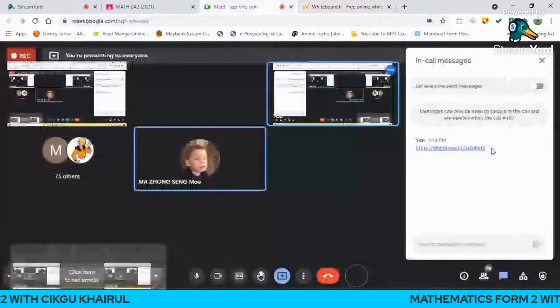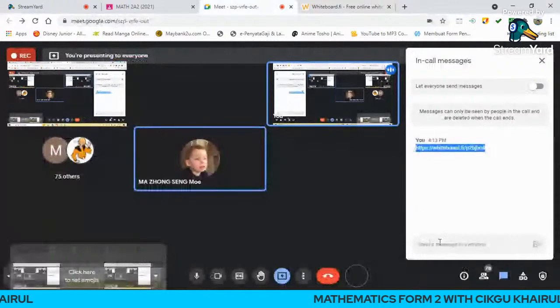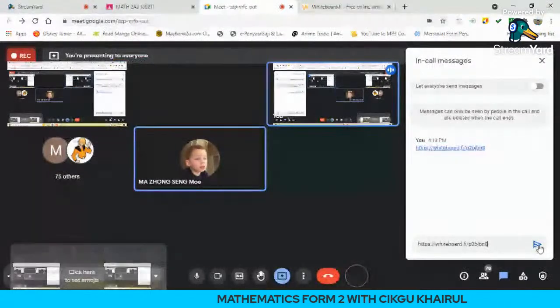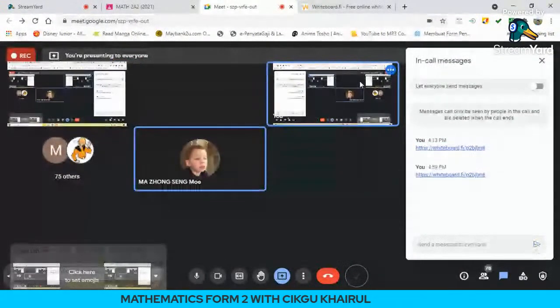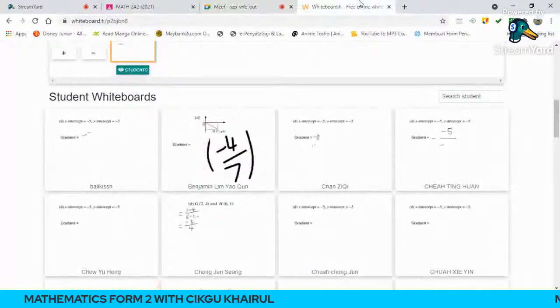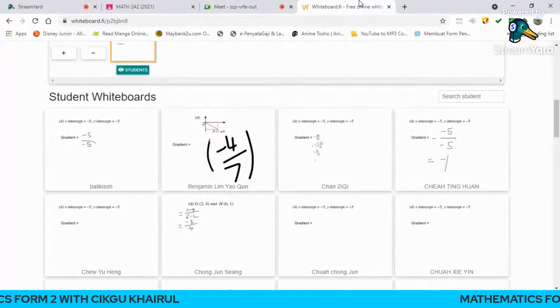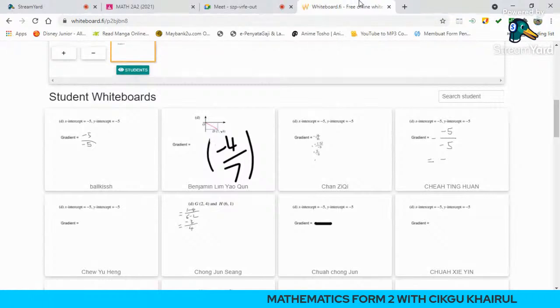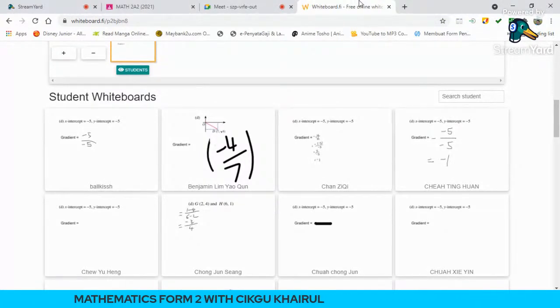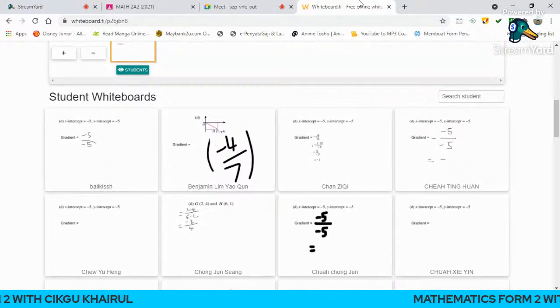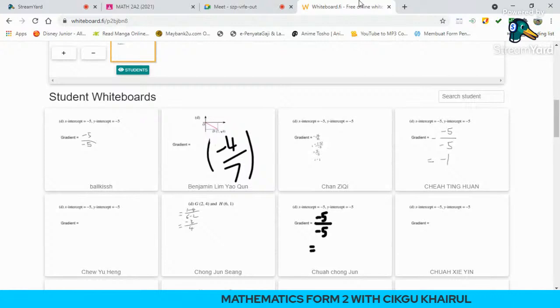Muaz, if you want to join, you can. Oh, but I already pushed the question. You can join here. Last question, question D. Try to get the answer. What is the answer? Is it 1 or negative 1?